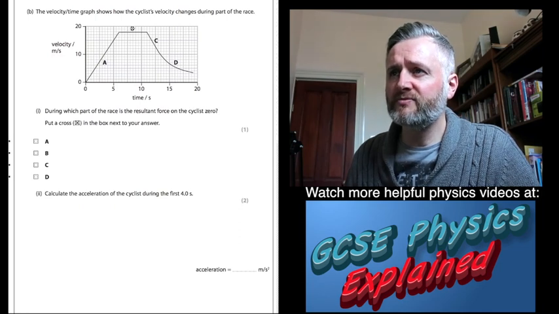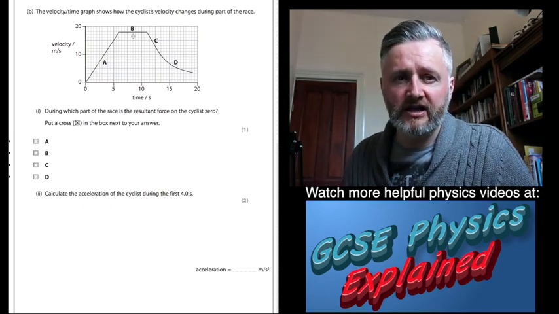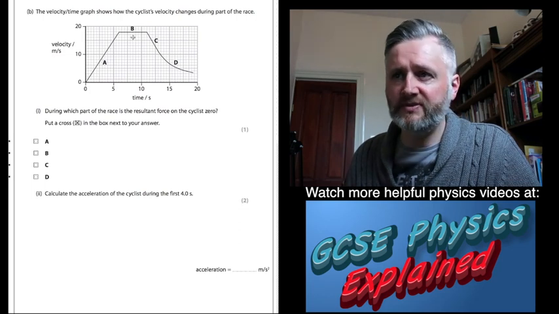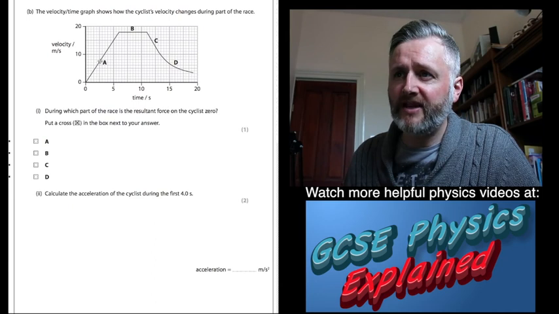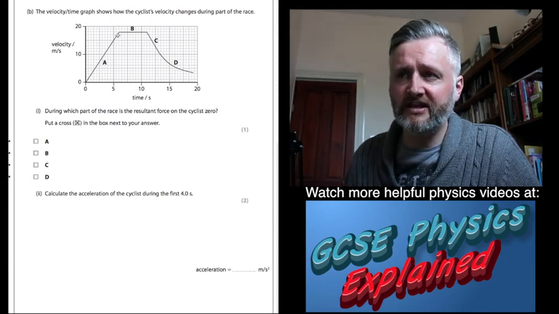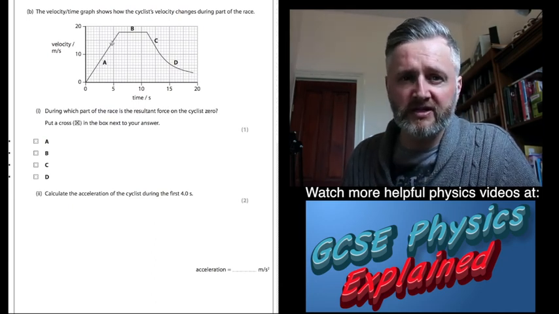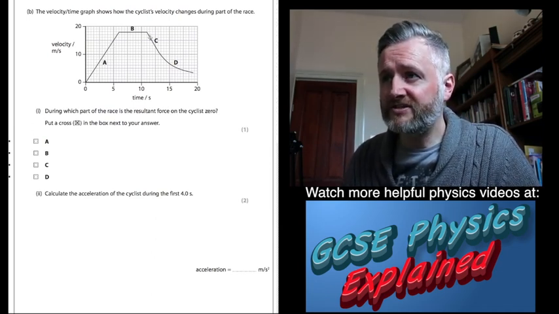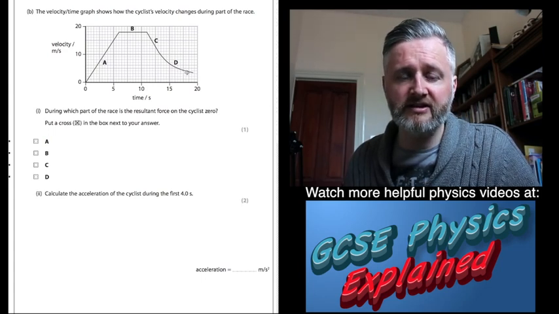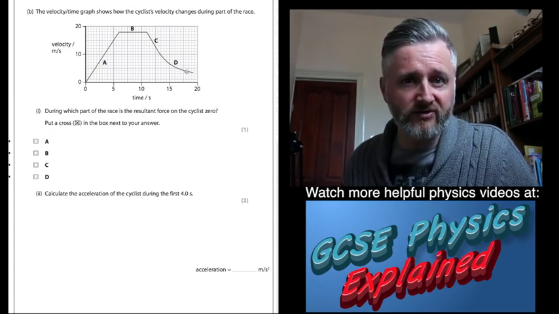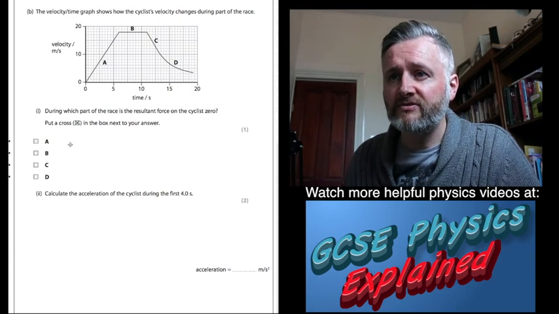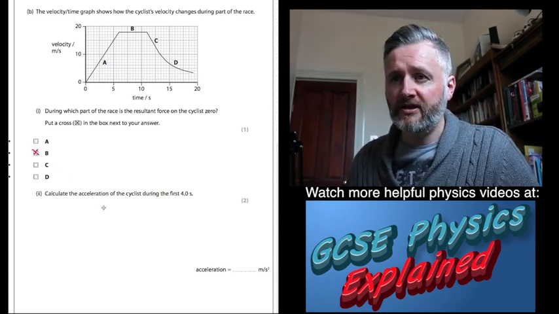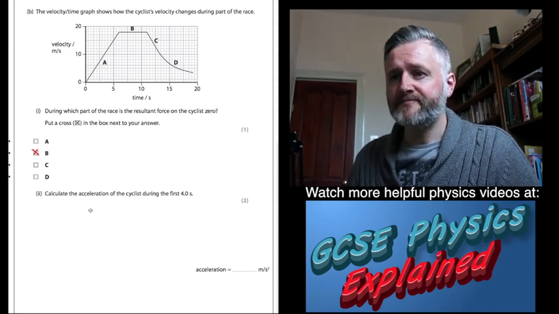Because the forward force will be the same as the backward force, and that means you're going at a steady speed. In part A here, you are accelerating because your velocity's getting faster, so there must be more forward force than backward force. And for sections C and D, it's decelerating, so there's more backward force than forward force. So the answer is B. That's when the forces are balanced, forwards and backwards are the same.